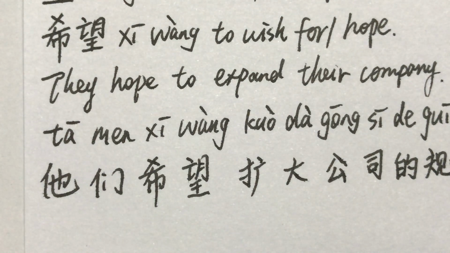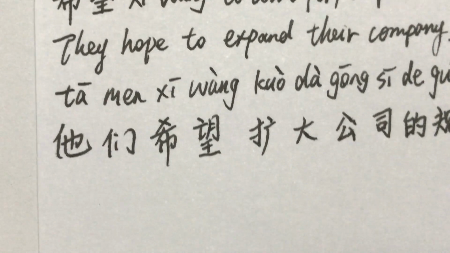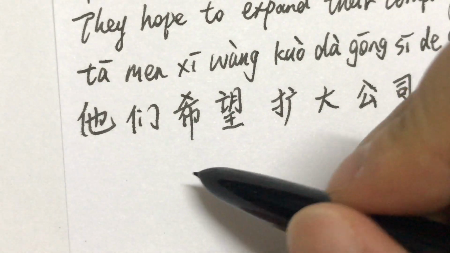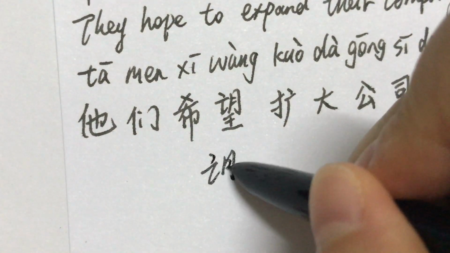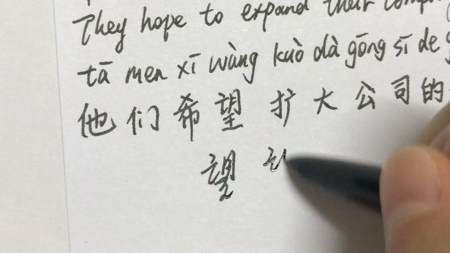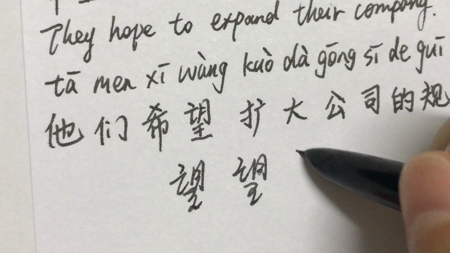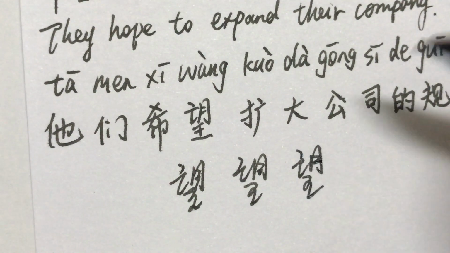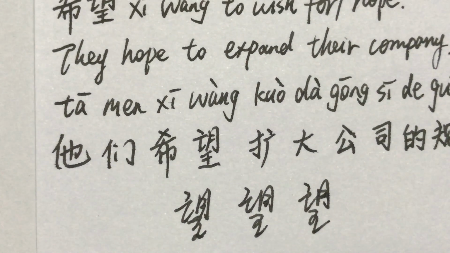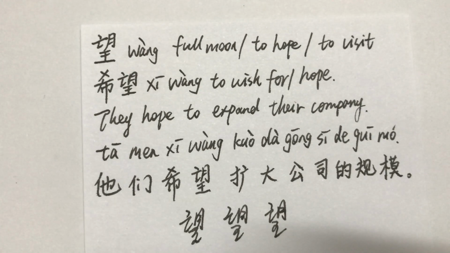他们希望扩大公司的规模。My daily handwriting on the character wàng. Wàng, full moon, to hope, to visit. 希望, to wish for, hope. They hope to expand their company. 他们希望扩大公司的规模。Wàng.